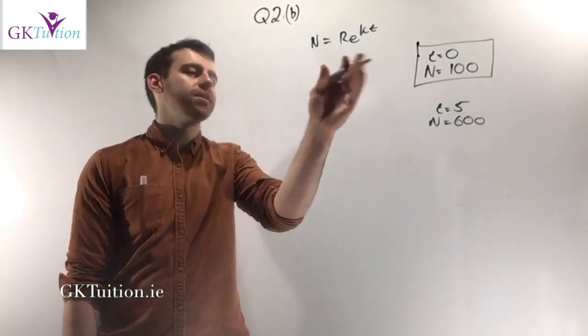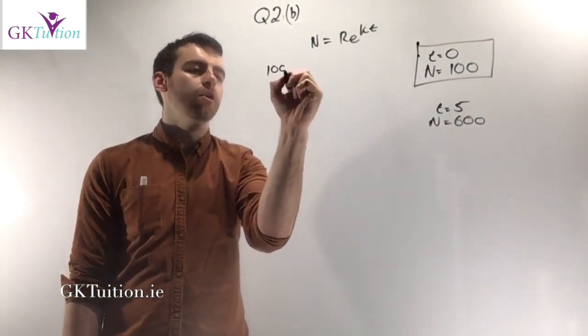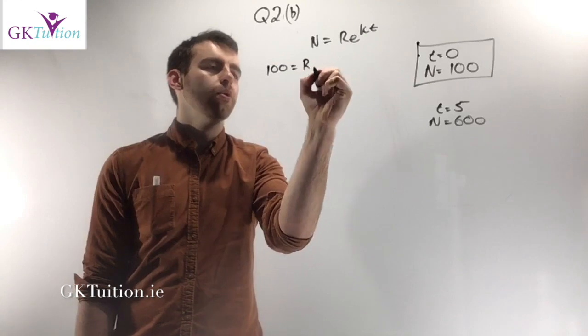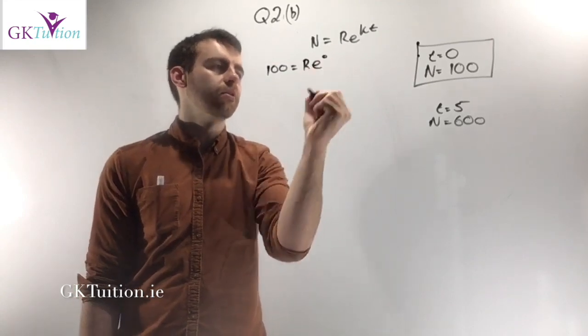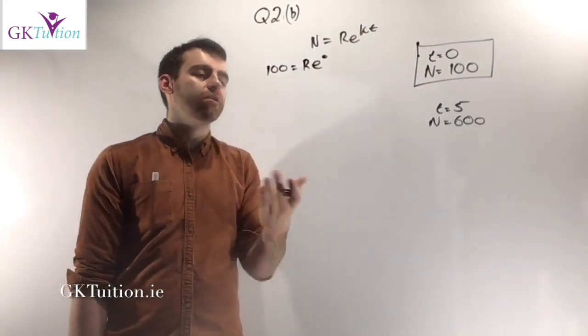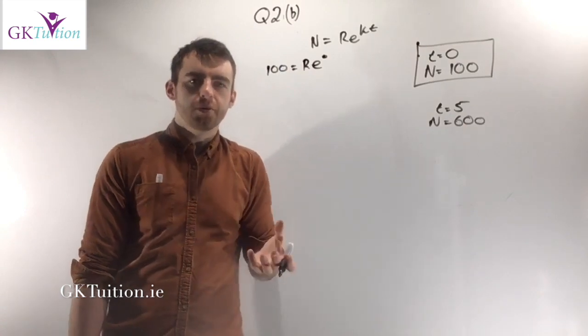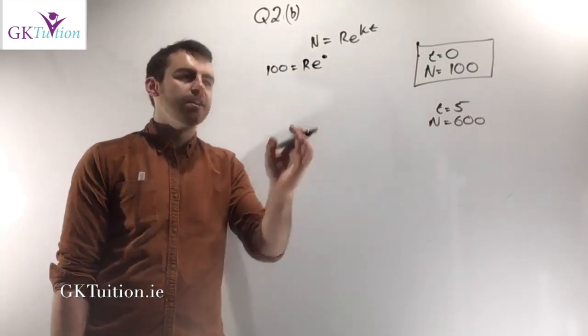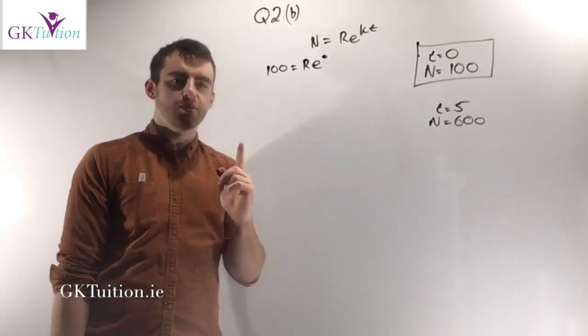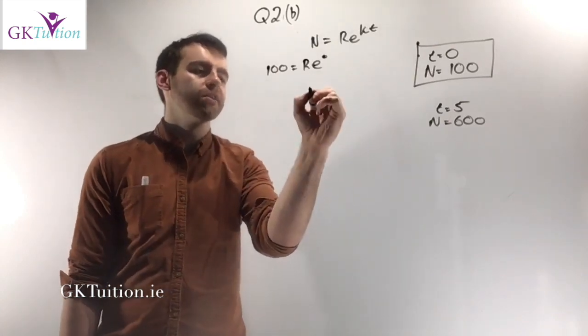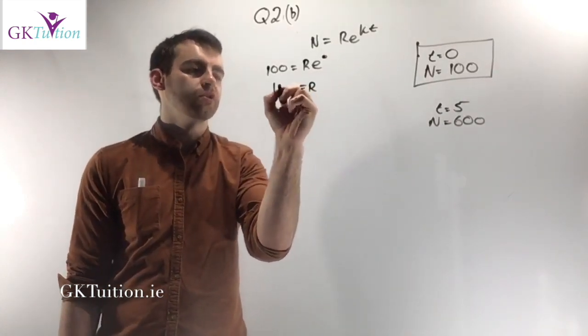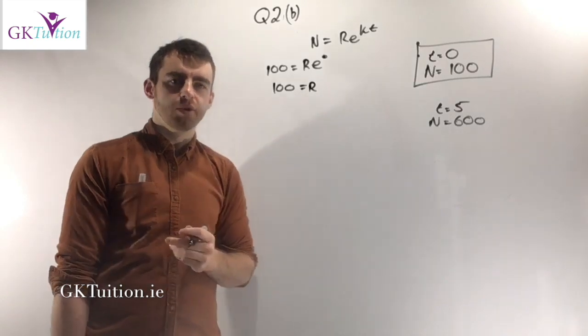If I'm subbing in this scenario, the left hand side will become 100, the right hand side will be A e to the power of 0. Obviously if it's k times 0, it's just 0. You should remember from your powers that any number to the power of 0 is just equal to 1. So the right hand side I just have A times 1, which is just A. And A works out as 100.